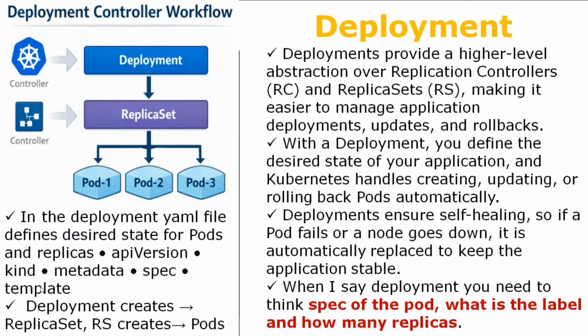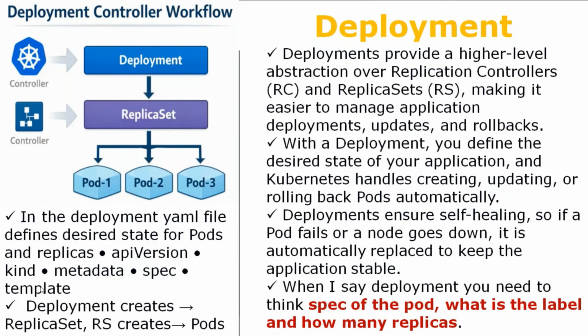Remember, you will create a Deployment object. The Deployment will create the ReplicaSet, which will create the pods. That's how, when a pod crashes, the ReplicaSet makes sure to recreate it. If you want to scale up or scale down, you tell that as a definition to the Deployment object. Then the Deployment object sends that information to the ReplicaSet, and the ReplicaSet takes care of it completely. Whenever I say deployment, you need to think of three things. One is what is the spec or template of that pod, what is the label of that pod, and how many replicas. You need to be aware of these three things.